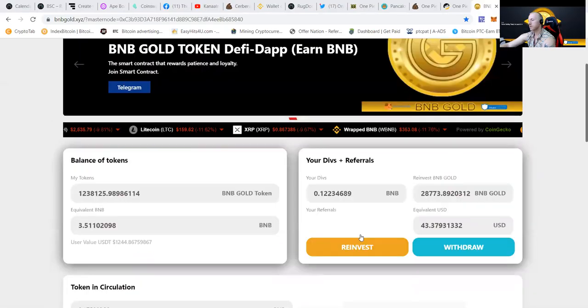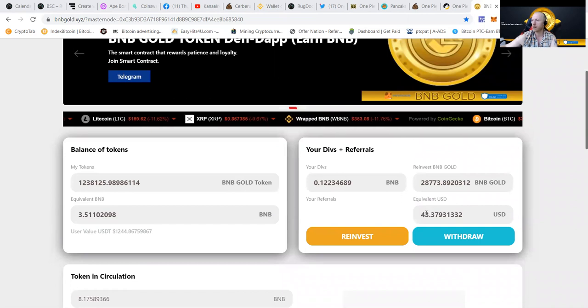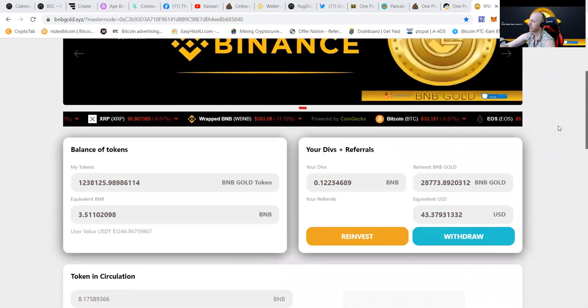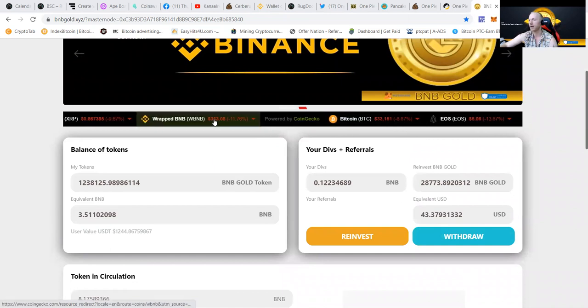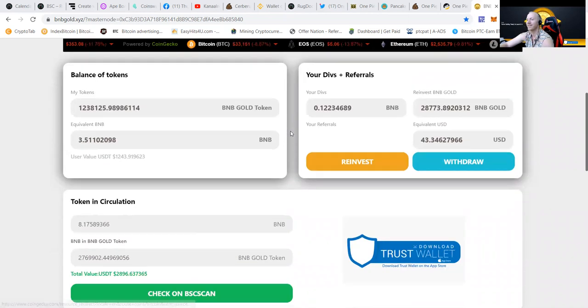Let me talk a little bit about BNB Gold. At the moment, I have gathered some divs again, like $43. And of course, like you all know, the prices of crypto went down, down, down. You can see it here, all minus 10%, minus 11%, minus 12%, minus 14%. It's going crazy. But of course, those are the times that you will have to buy, buy, buy, as it's also going back up again. Not financial advice, but that's what I believe, guys.